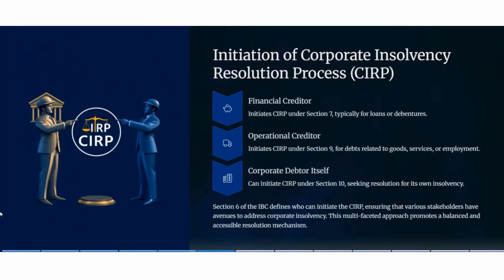So Section 6 of IBC defines who can initiate a CIRP, ensuring that various stakeholders have avenues to address corporate insolvency. This multifaceted approach promotes a balanced and accessible resolution mechanism.